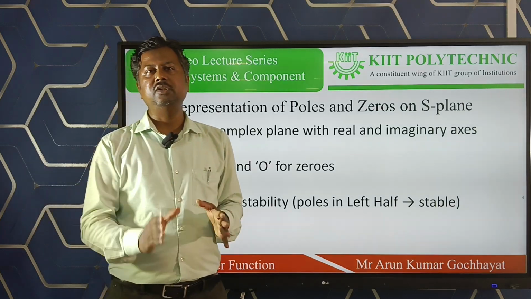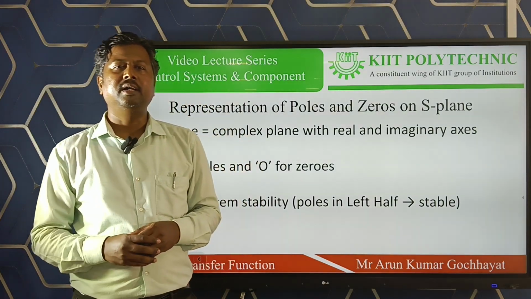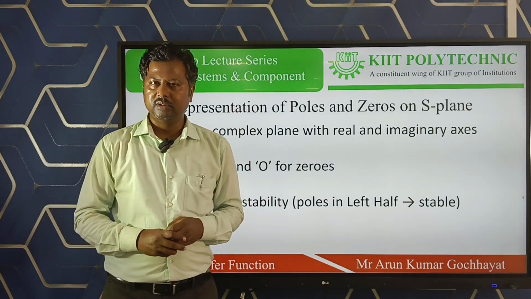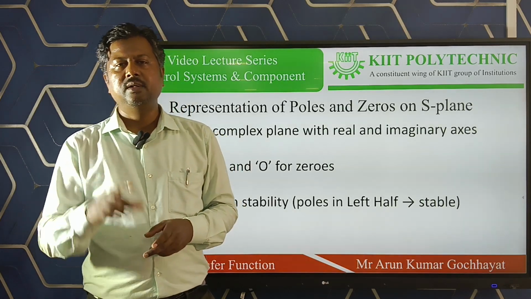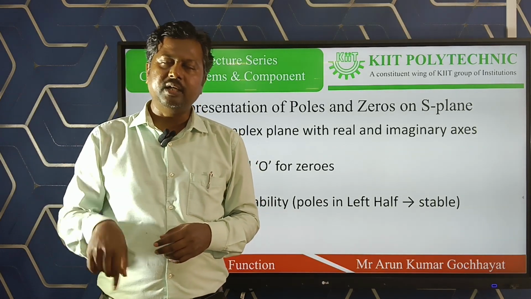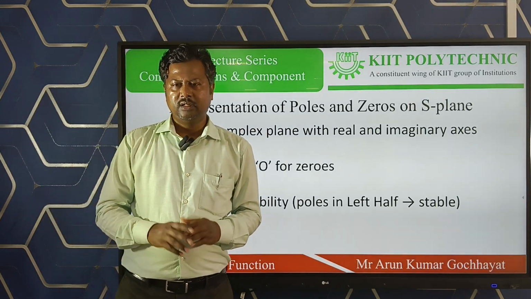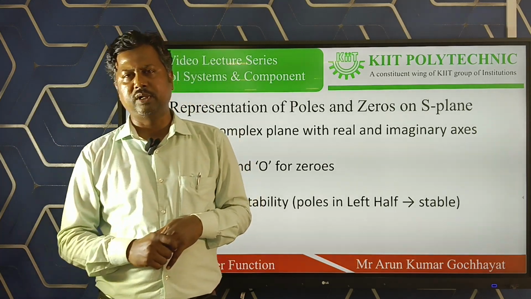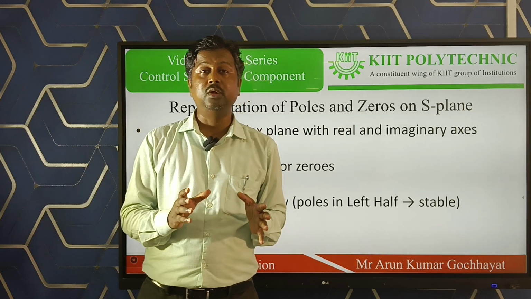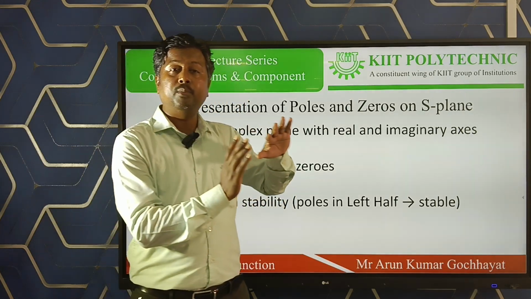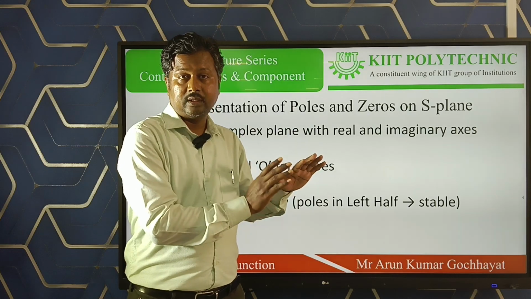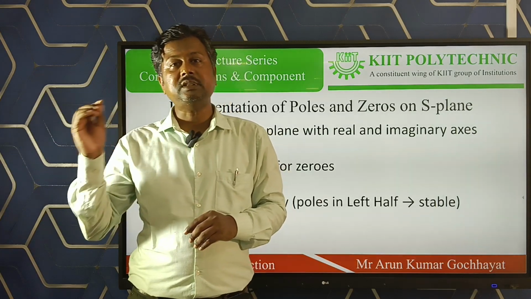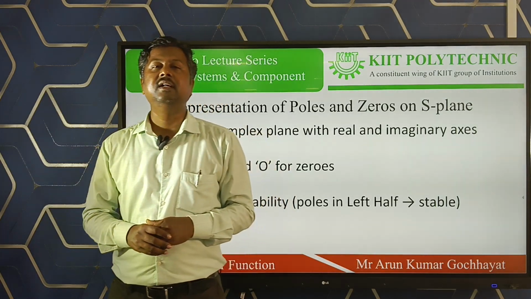If poles and zeros lie over the right hand side of the S plane, then the system becomes unstable. And for the marginally stable condition, poles and zeros lie over the imaginary axis. Now let's say we have 5 poles and zeros in total. Out of those 5, 4 lie towards the left hand side of the imaginary axis, and one pole or zero lies over the right hand side of the imaginary axis.